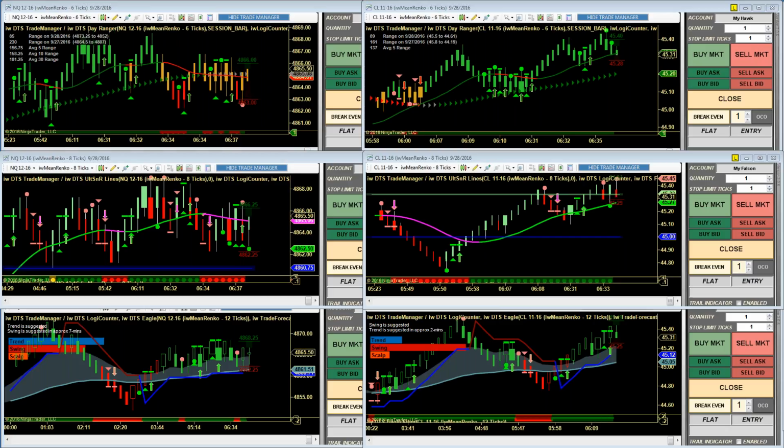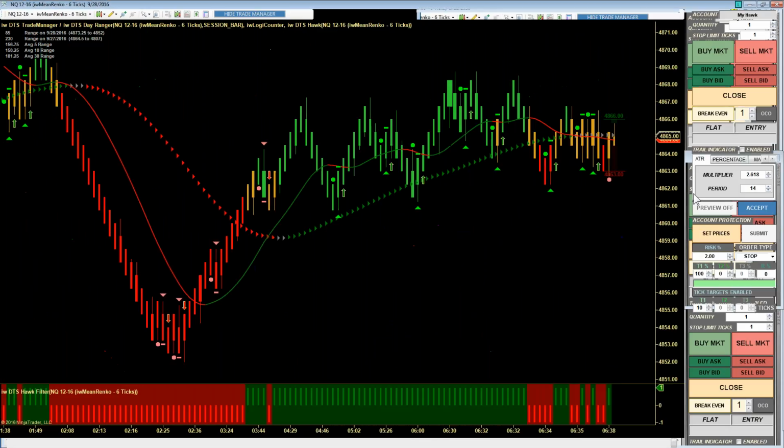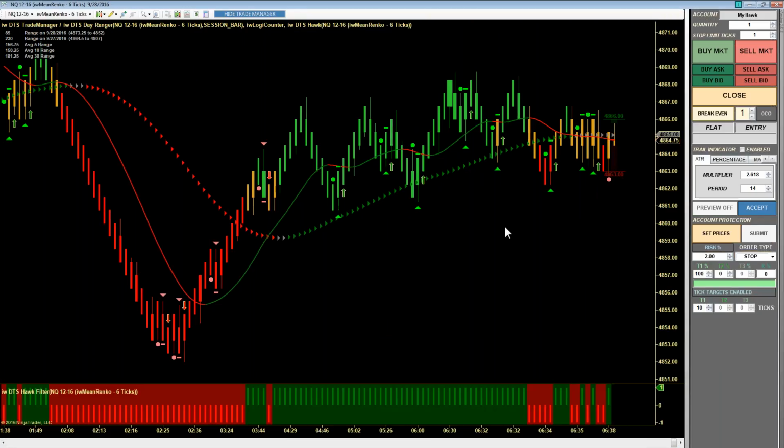All right, well, we're just kind of stuck here going sideways at the moment. I'll show you the Hawk Scalper. The Hawk Scalper, as the name suggests, is designed to pick up scalp signals. We're printing a lot of yellow bars. Those tend to develop within a sideways trading range.